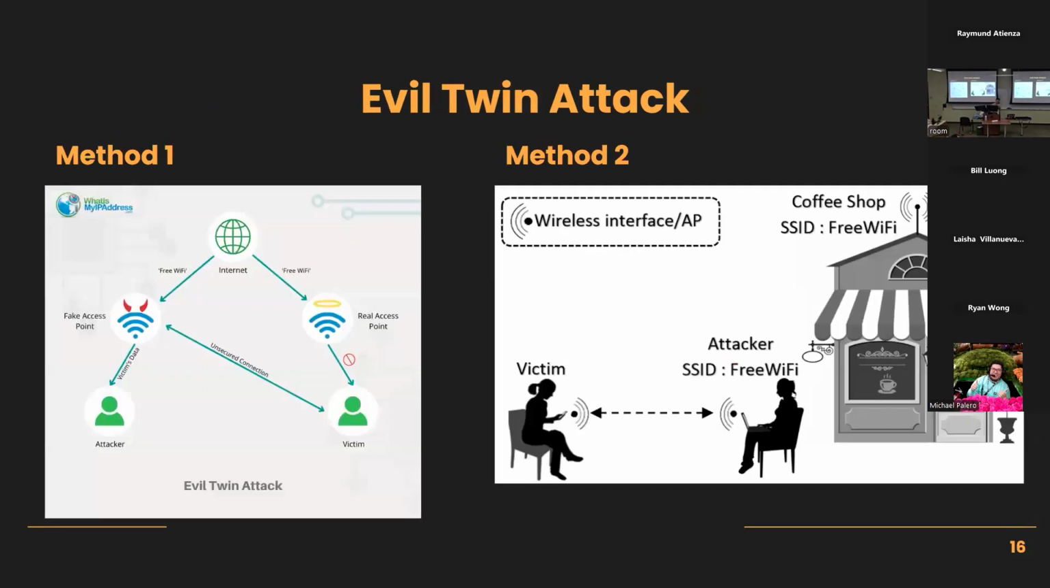Evil twin attack. With the evil twin attack, you're going to have about two methods. For method one, what you're doing in this image is basically sending the deauthentication packets network-wide to the real access point. By sending the deauthentication packets to the access point, no one can actually connect to the Wi-Fi.